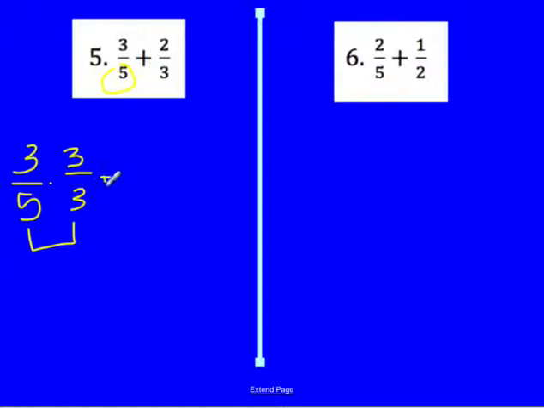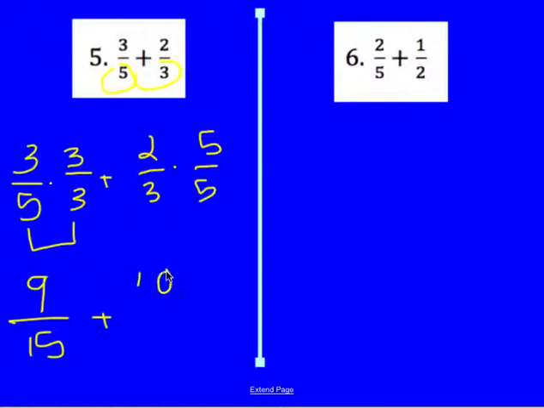Now, taking a look at that second fraction, I ask myself, what do I need to multiply 3 by to get to 15? That's going to be 5. So I'm going to take my original fraction and multiply it by 5/5. Here's the kind of confusing part. When you multiply fractions, you need to multiply the top and the bottom. So 3 times 3 is 9, and 5 times 3 is 15 for that first chunk. For the second part, 2 times 5 is 10, and 3 times 5 is 15.